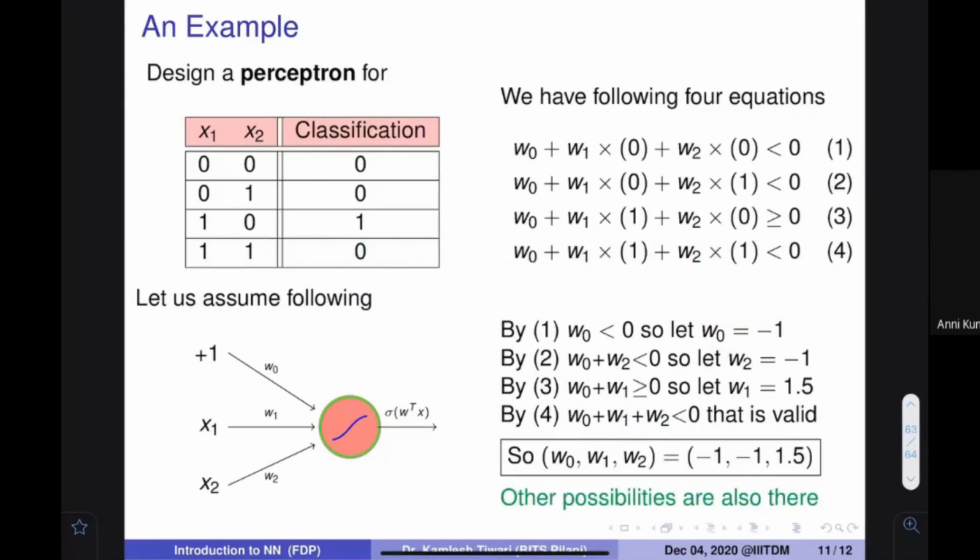So these are the parameters we have: W0, W1, W2 is equal to -1, -1, 1.5. Other possibilities are also there. This is not the single value. For example, I can take -10, 1 and 15. This is also fine because I can multiply with any constant and get another set of numbers, and that is very much possible. So actually, infinitely many solutions are possible.